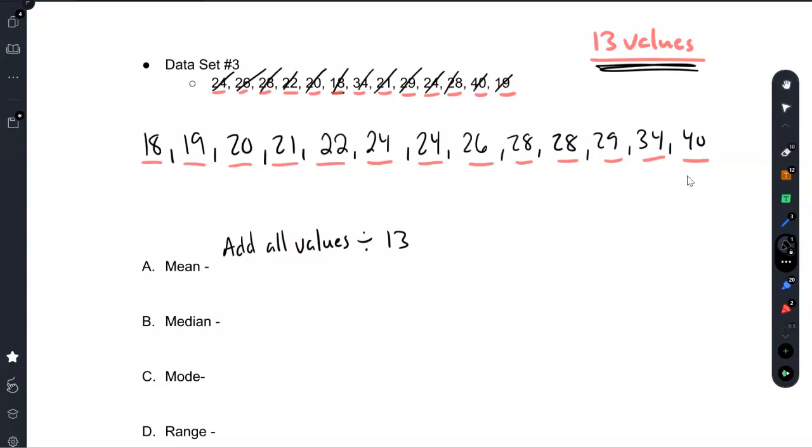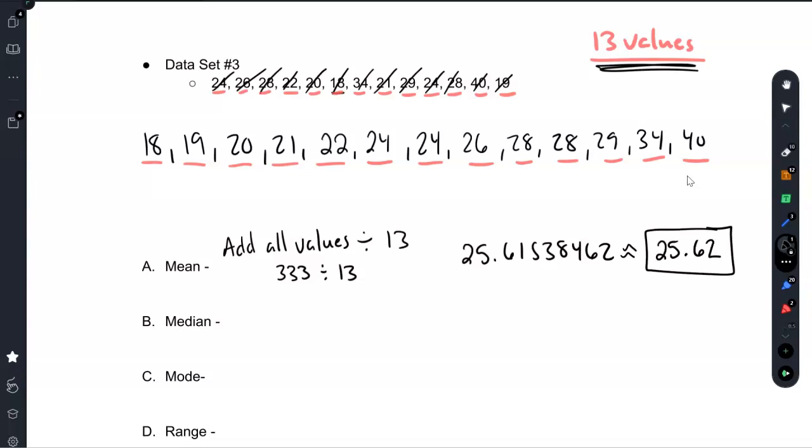So I'm going to grab my calculator off to the side, and I'm going to add all of these up. 18 plus 19 plus 20 plus 21 plus 22 plus 24. Okay, and I would double check myself, but I have 333. And I'm going to divide that by 13. And I get 25.61538462. Once again, I'm going to round this to just 2 decimal places, so 25.62 would be my rounded mean.